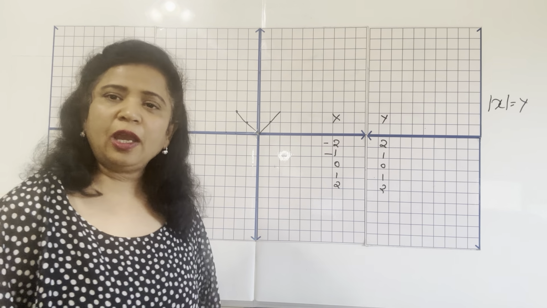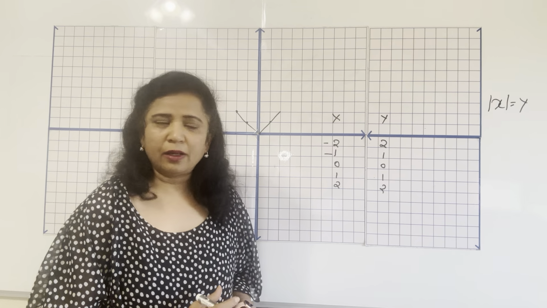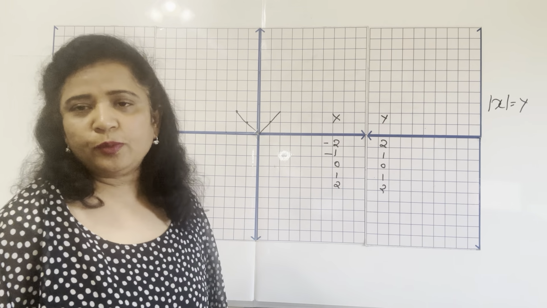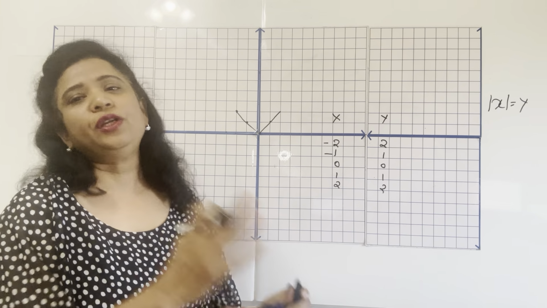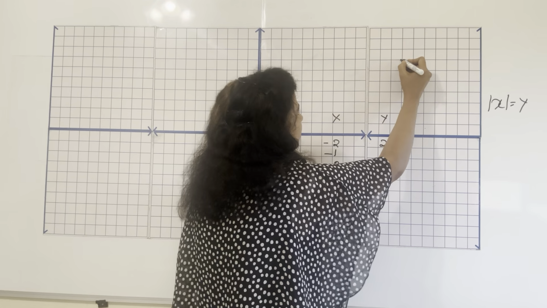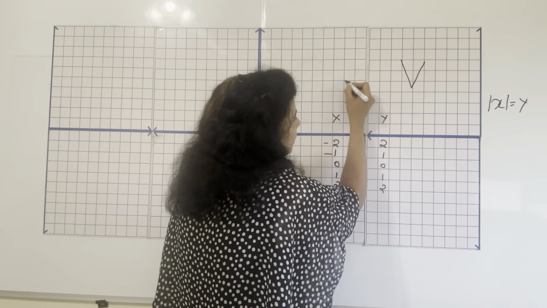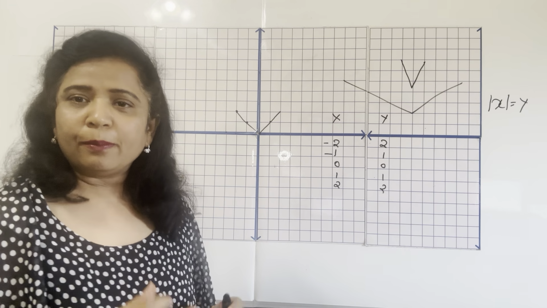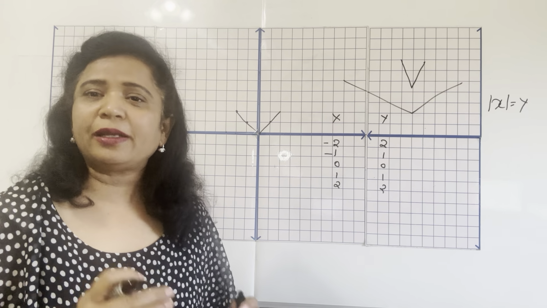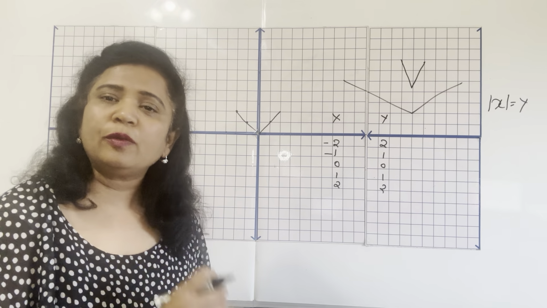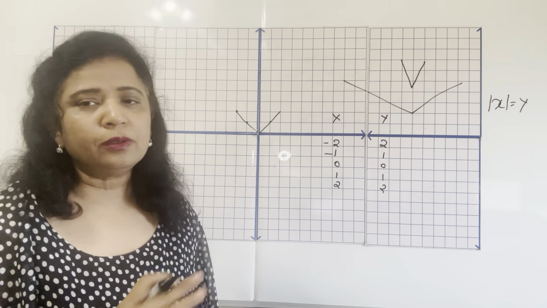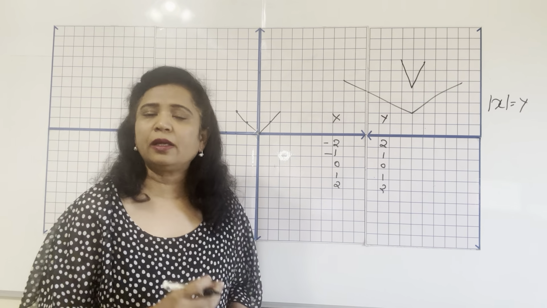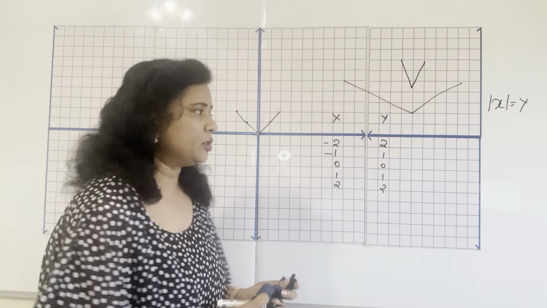Now this V shape is the parent one. After transformation, it will still look like a V shape, but it can be a little narrower or a little wider. It can be anywhere in the graph, but it will look like a V shape. That is what we are talking about, that it will look like its parent.